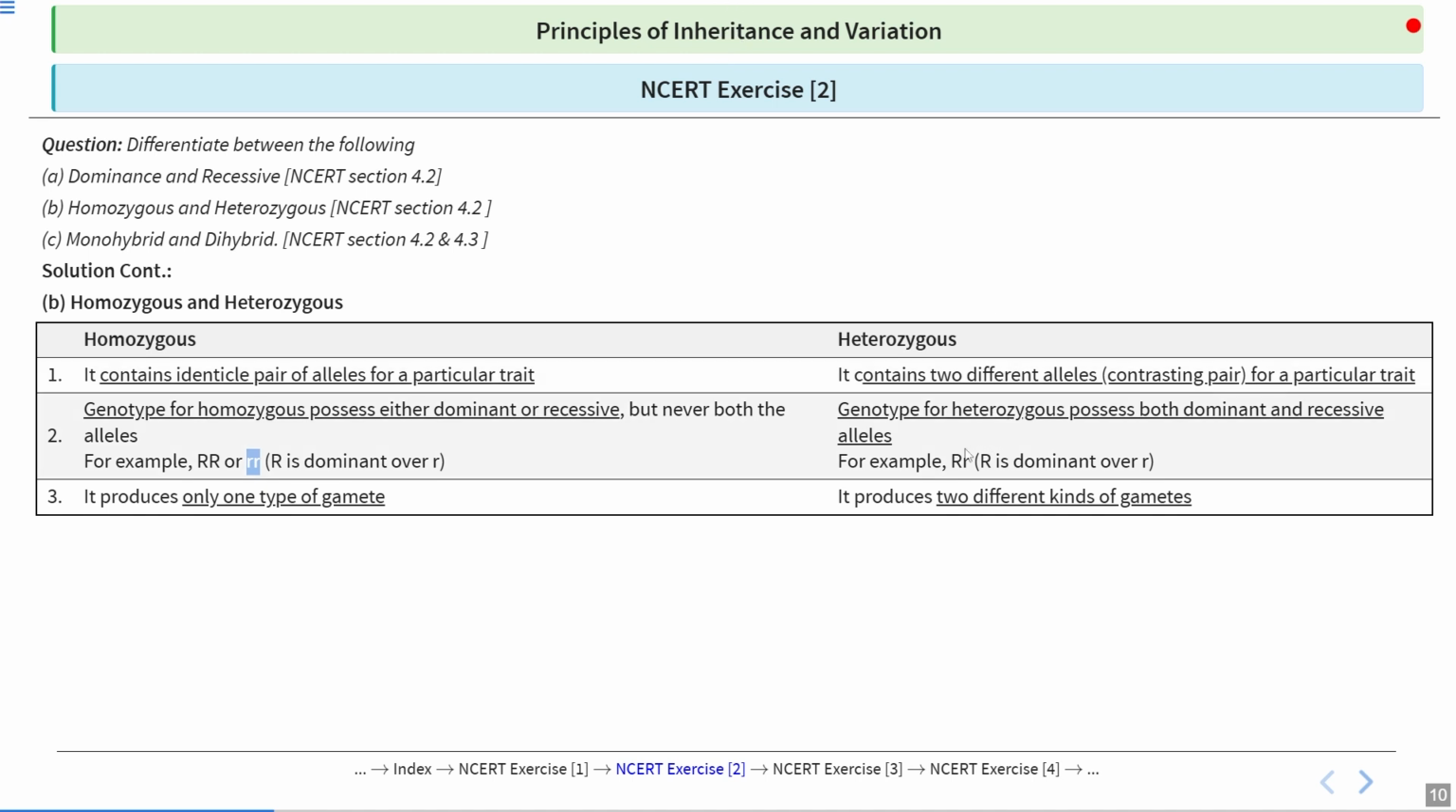Whereas in the case of heterozygous capital R, small r, half of the gametes will carry capital R and half of the gametes will carry small r, according to the law of segregation. What is the law of segregation? During meiosis, or gamete formation, half of the gametes receive one of the alleles and the rest of the gametes receive the other allele. So gametes receive only one of the alleles. This is the law of segregation. So this was the difference between homozygous and heterozygous.